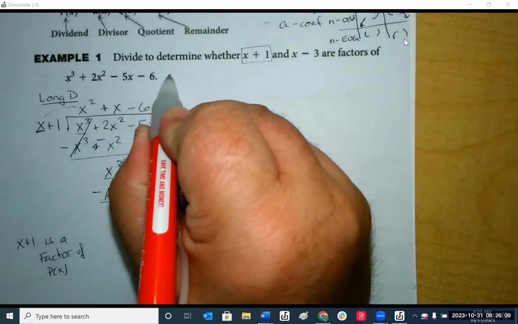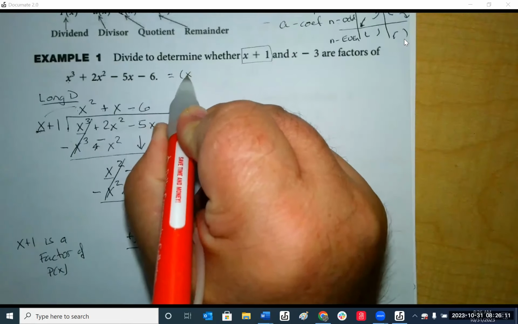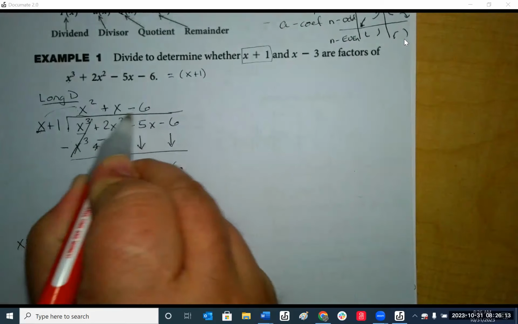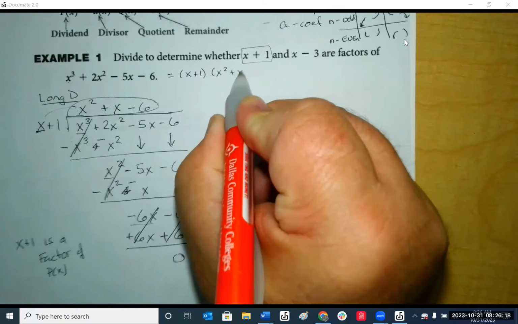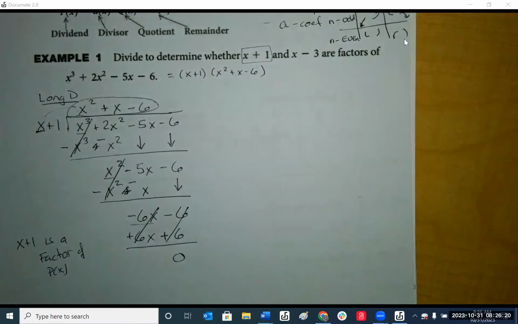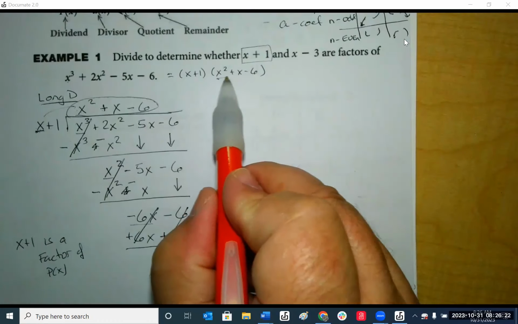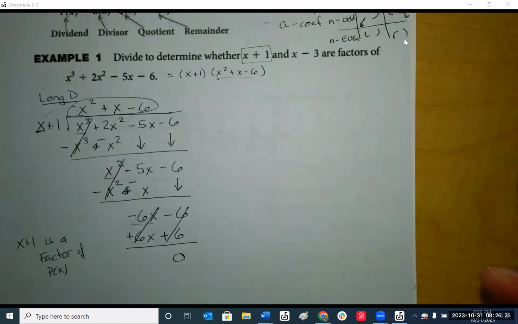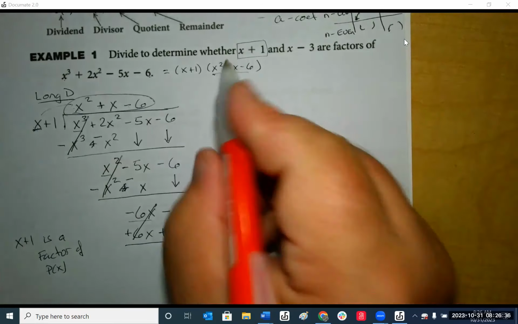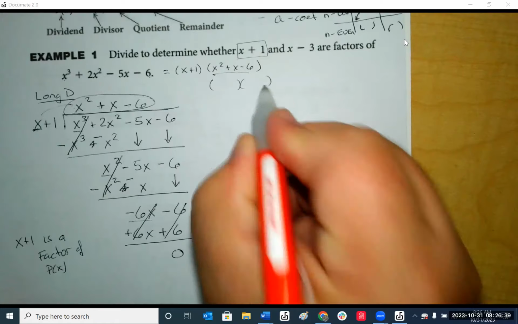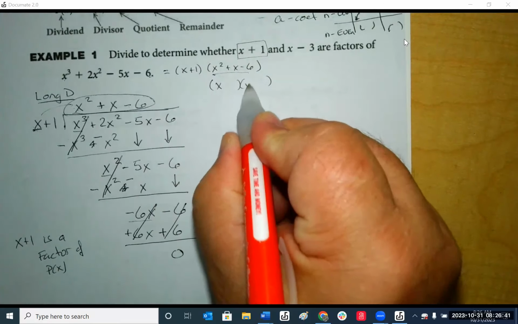So what we know is this: x plus 1 times that. And then what we would do is just factor this one, and then we'd have all the factors of this equation. So the next step, we take this solution and factor that. It's quadratic. So here, we can see if factoring works.